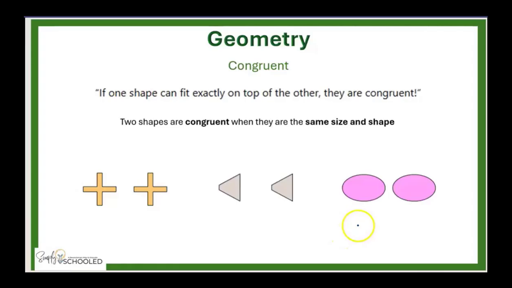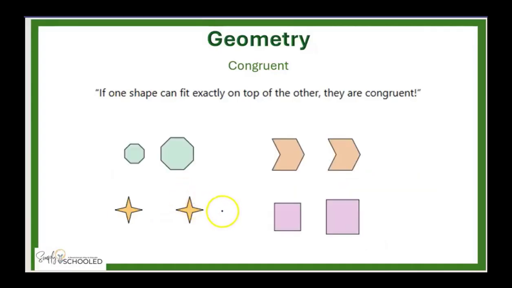If one shape can fit exactly on top of the other, they are congruent. Two shapes are congruent when they are the same size and shape. Now, if you look at these shapes down here, these two plus signs, you can tell they are exactly the same size, and you can put one on top of the other. Same with this shape, and same with these ovals. That is called congruent. These shapes are congruent.